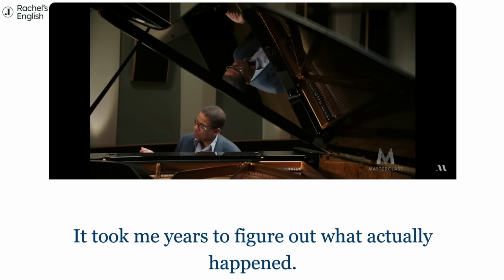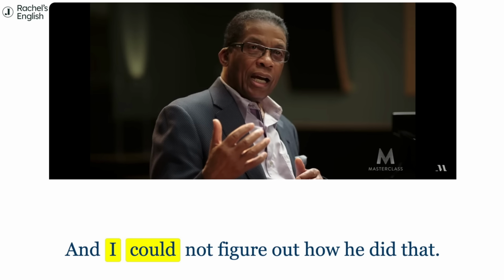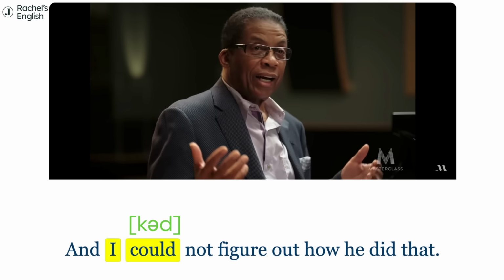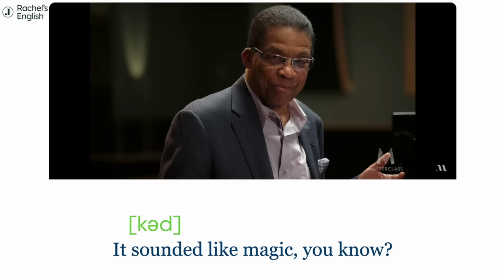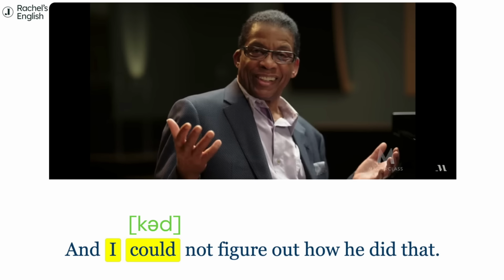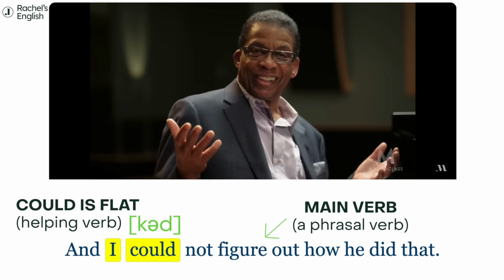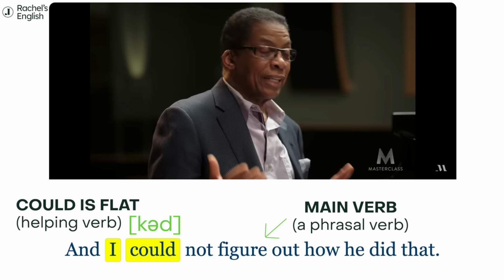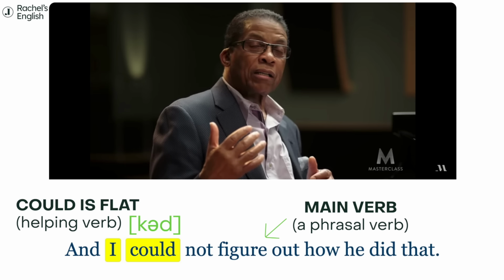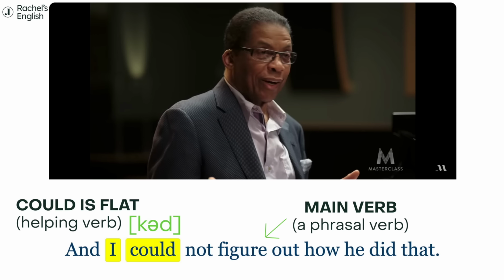It took me years to figure out what actually happened. And I could not figure out how he did that. It sounded like magic, you know. Here could is a little bit longer, but it's still flat. I could not figure out. Figure out is a two-part verb, a phrasal verb, and that is the main verb here with the stress. Out. It has the up-down shape of stress. Could, flat. That's our helping verb. I could not figure out.